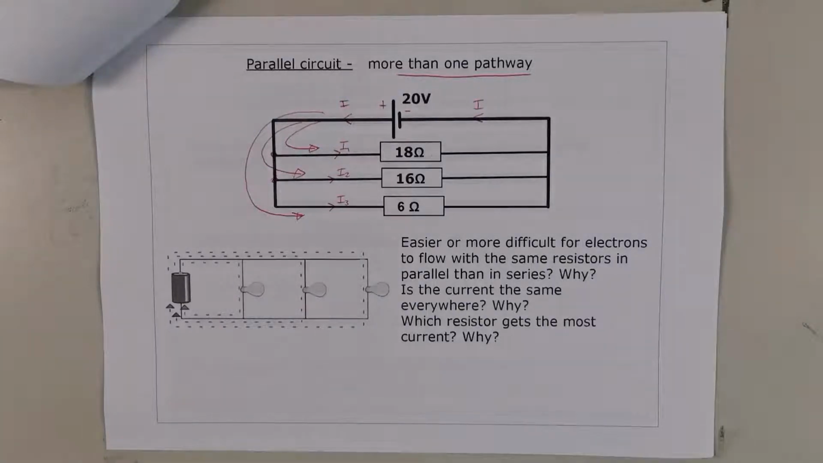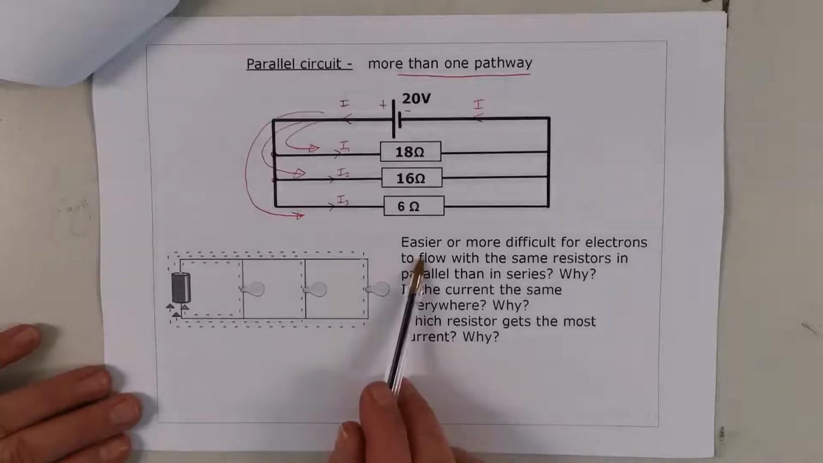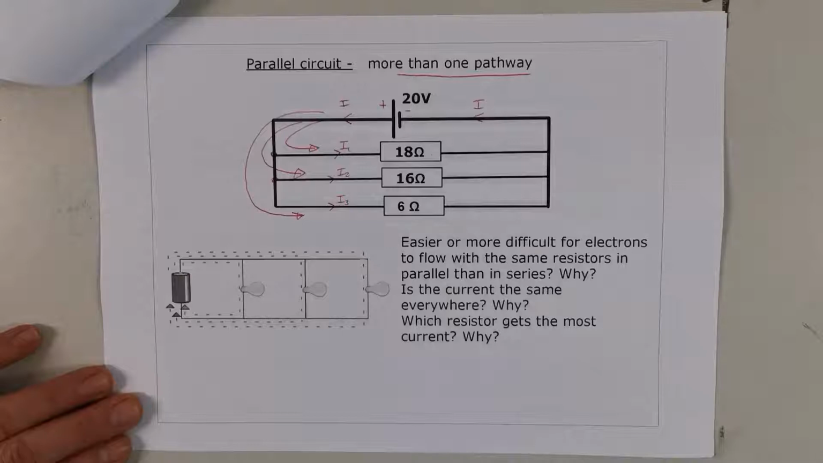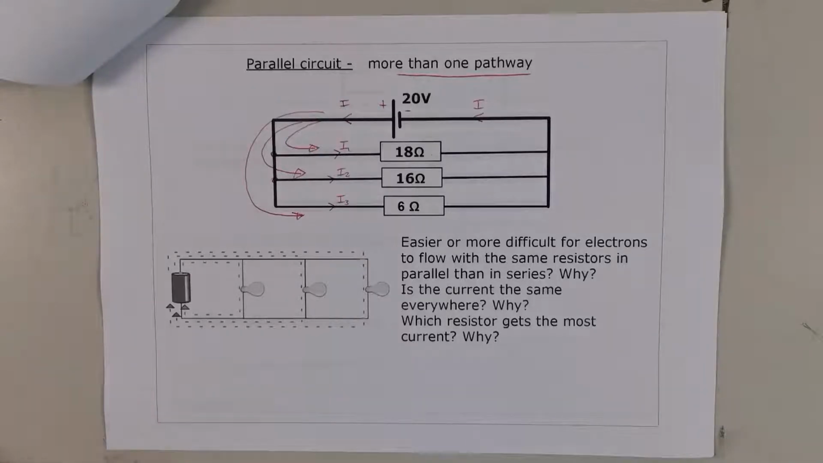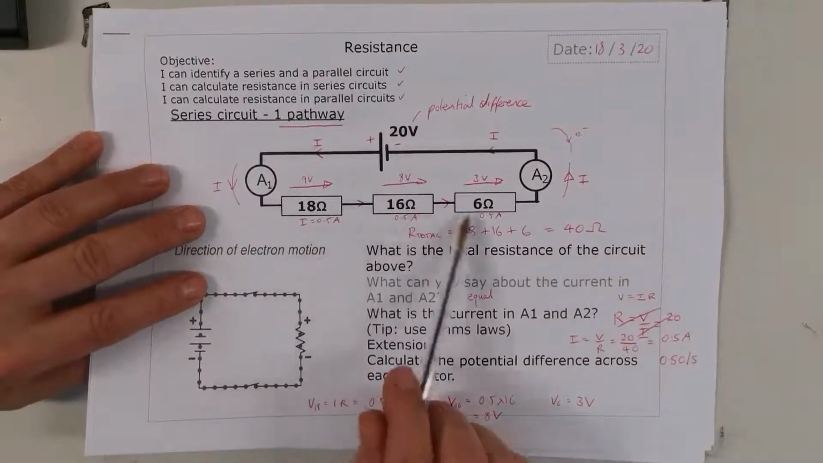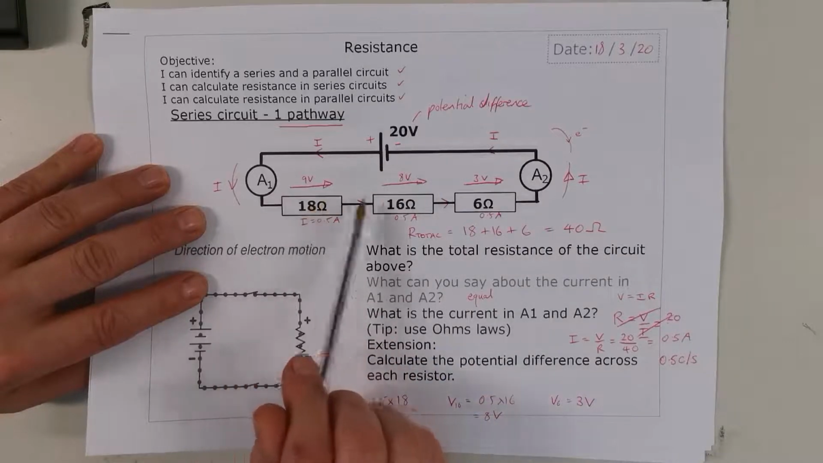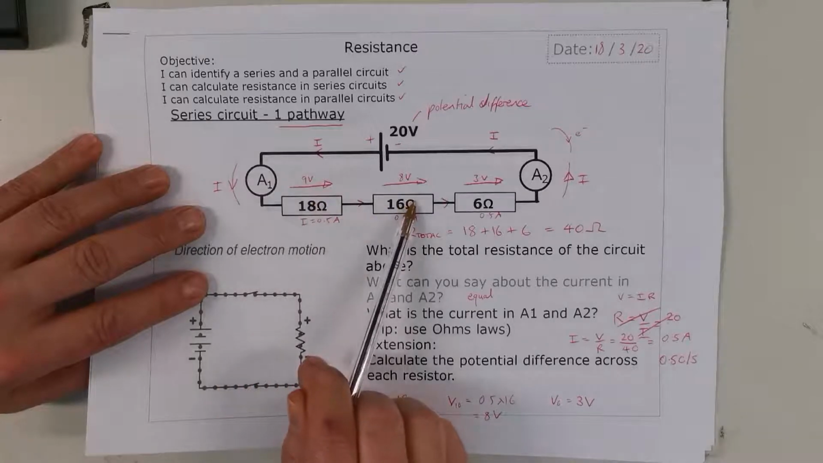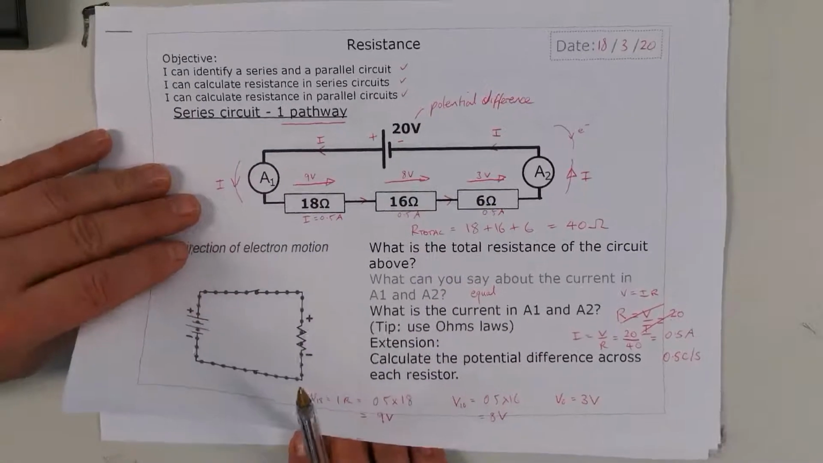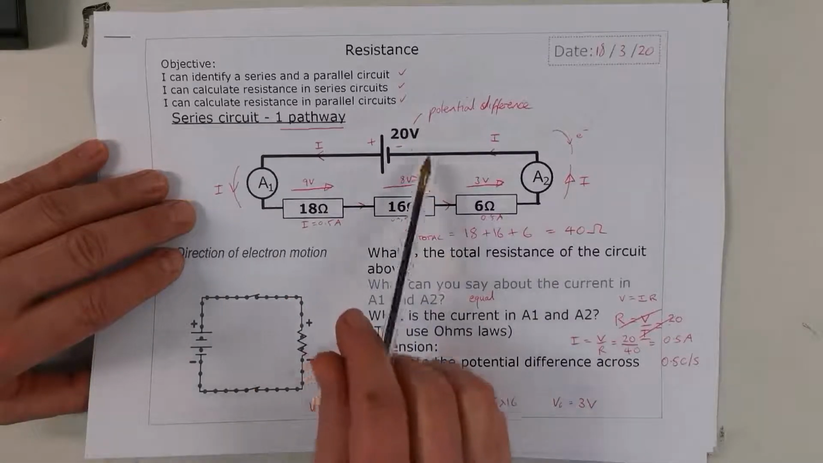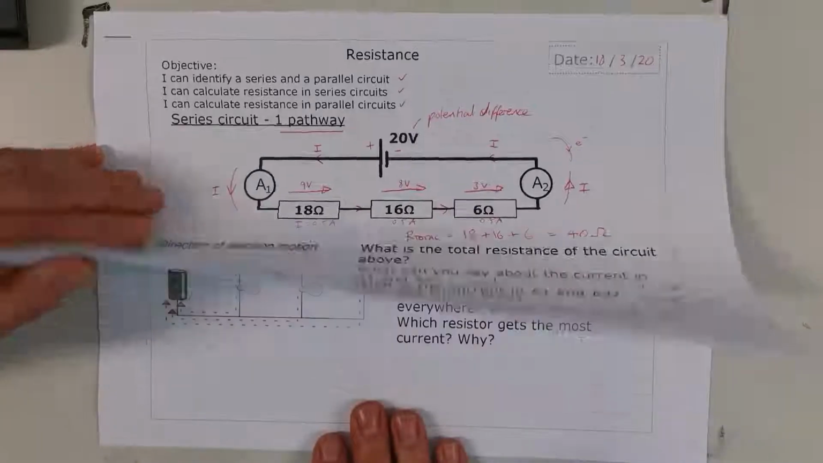Okay, let's try and answer these questions then. Is it easier or more difficult for electrons to flow with the same resistance in parallel than in series? Have a think about that. Well, in the previous question, we looked at the 18, and if you think each electron had to push through each resistor. Once it pushed through that one, then push through that one, and then push. And that's going to be pretty difficult for each electron because they've only got so much energy from the cell. The electron's only got 20 joules per coulomb, 20 volts.